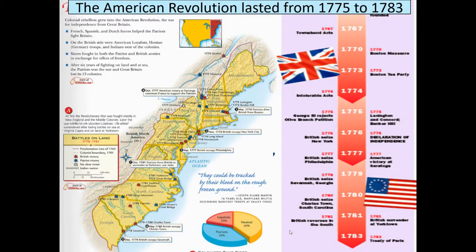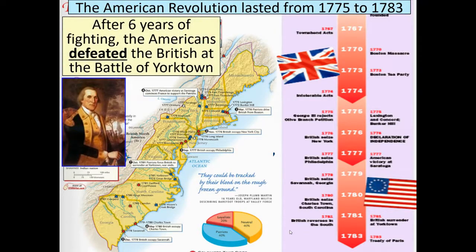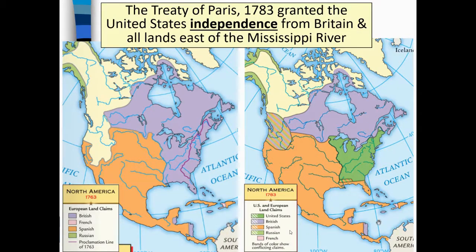The American Revolution lasted from 1775 to 1783. After 6 years of fighting, the Americans defeated the British at the Battle of Yorktown. The Treaty of Paris, 1783, granted the United States independence from Britain and all lands east of the Mississippi River.